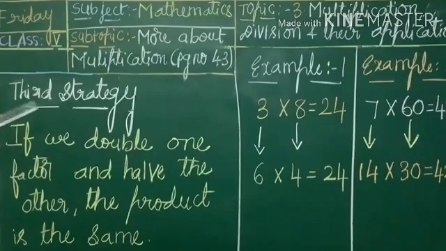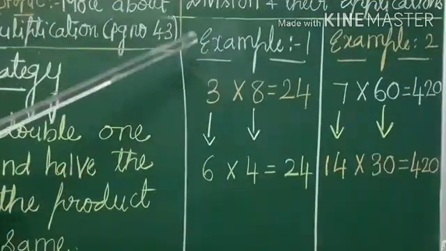That is, if we double one factor and half the other, the product is the same. That means there will be two factors in the case of multiplication. Now here one factor you should double. Double means make twice. Okay, add 2 times or multiply with 2. That is called the double. If we double one factor and make the other factor half, then the product is the same. Yes children. Now here we will see the examples.